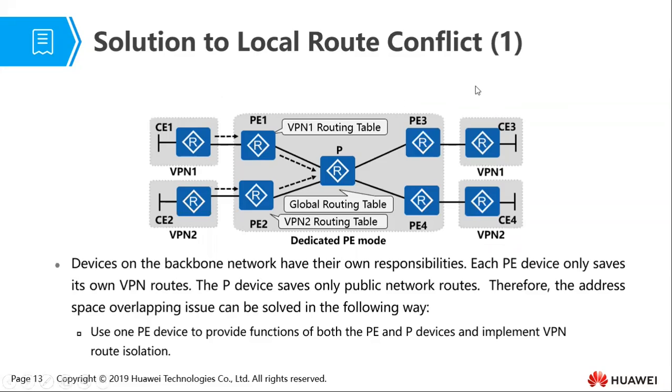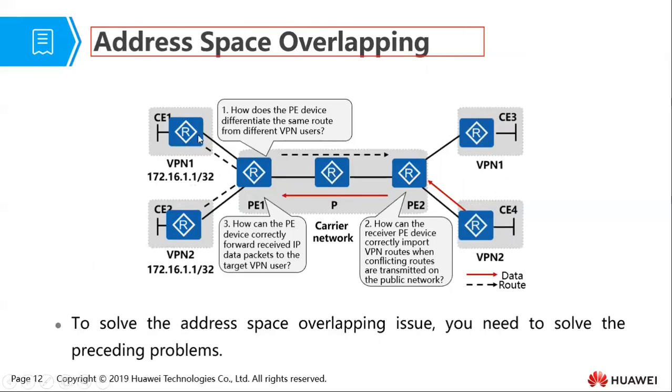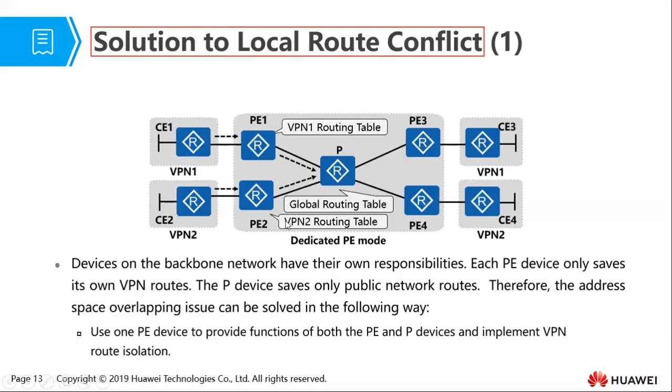So the very first problem was the problem of local route conflict. That is, here we are using dedicated PEs. But you see, in the previous slide, for example, we have this scenario where we are using a single PE. So how do we know whether this address is from this customer or this other customer?